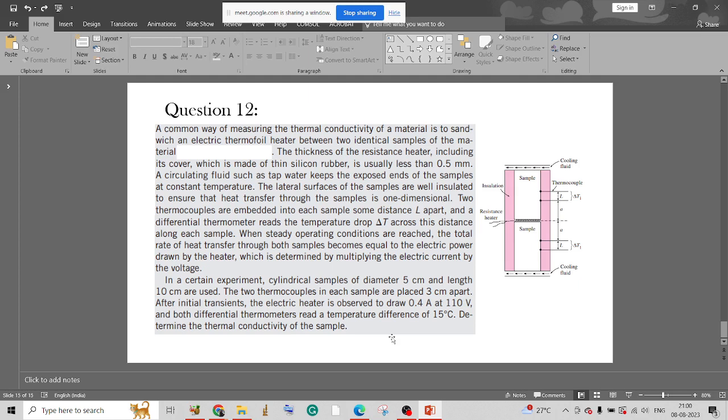Simple, it's very simple. The same equation will be used for the conduction. No convection is going to be used here. So we have to find out the thermal conductivity. Solve this. If you are having any doubt, then ask me.